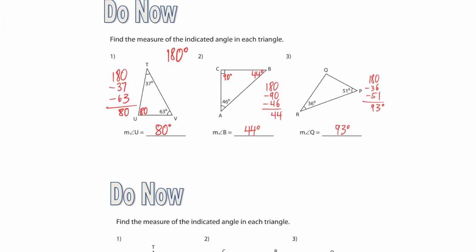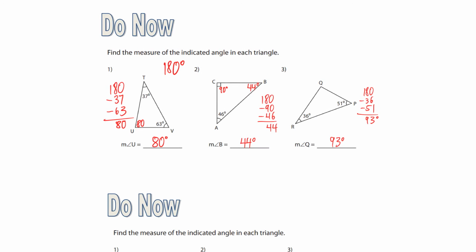Okay, now I didn't ask for it on here, but this first triangle right here, is this triangle acute, right, or obtuse? It's acute. All the angles are less than 90, okay? This triangle, is this triangle acute, right, or obtuse? It's right. It's got a 90-degree angle in there. This is a right triangle.